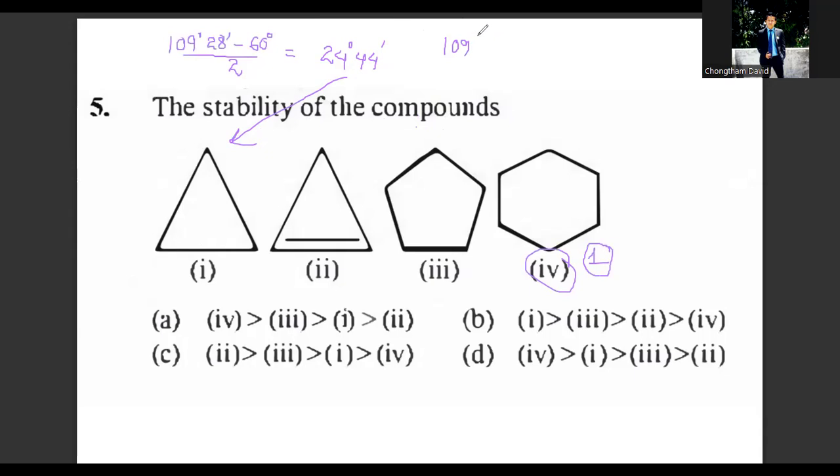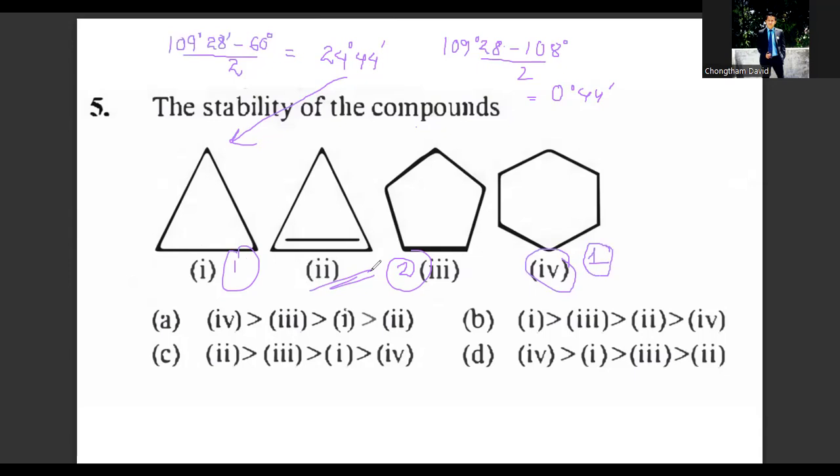According to Baeyer strain theory, the angle strain will be 109 degree 28 minutes. You have to subtract this bond angle 108 degree and divide by 2. You will be getting the answer 0 degree 44 minutes. So from this value, it is evident that cyclopentane 3 is more stable than cyclopropane 1. Okay, so give the ranking 4, 3, 1. This will be 2, and definitely this will be the least.